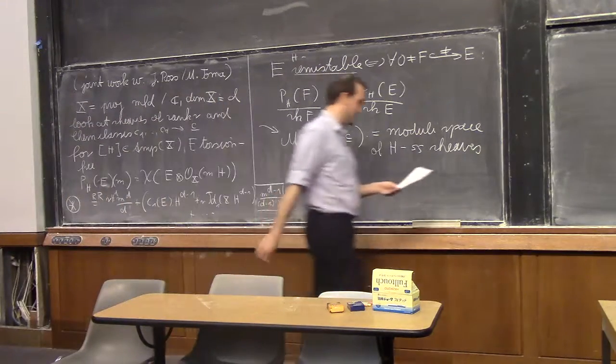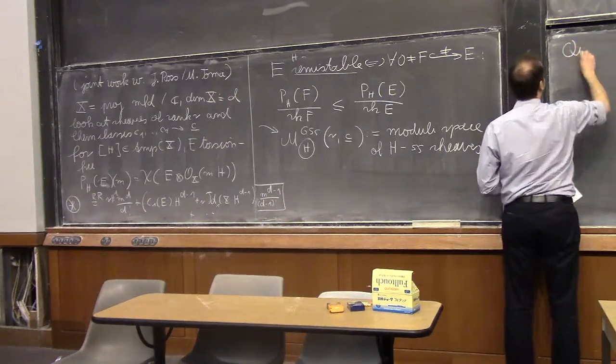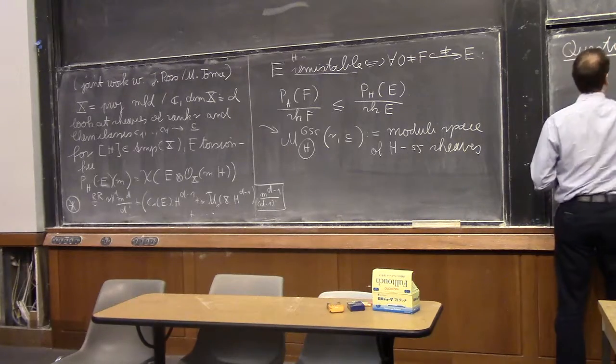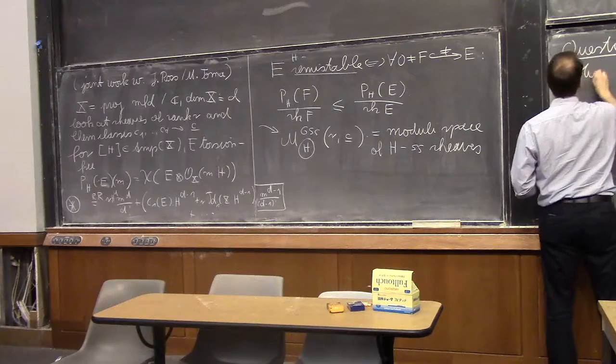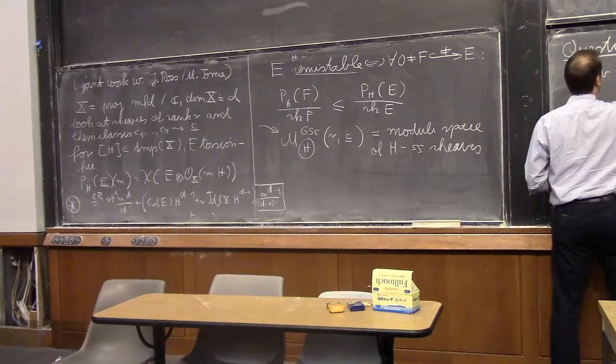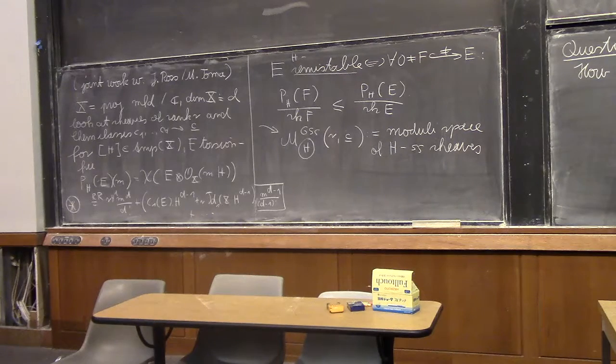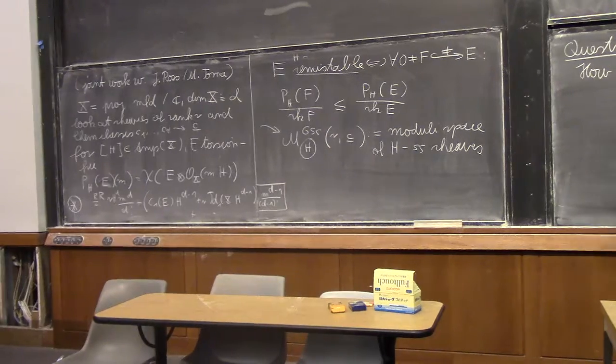Okay, so question A is, how does the moduli space M_H depend on H in the ample cone?